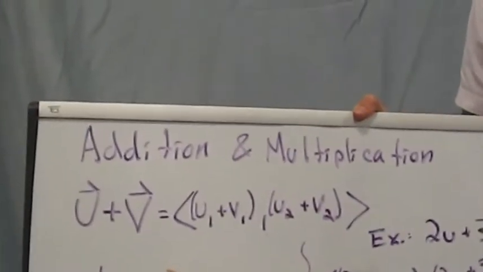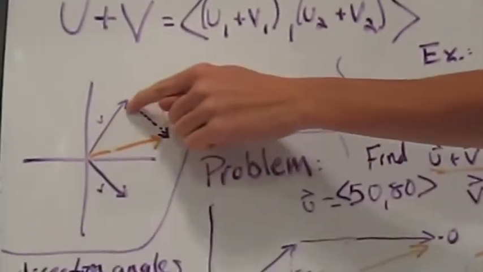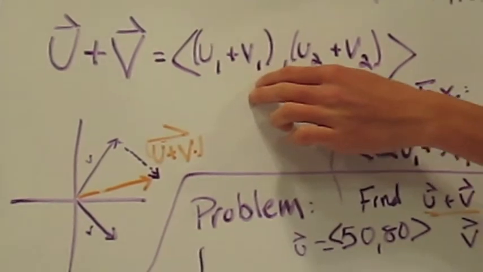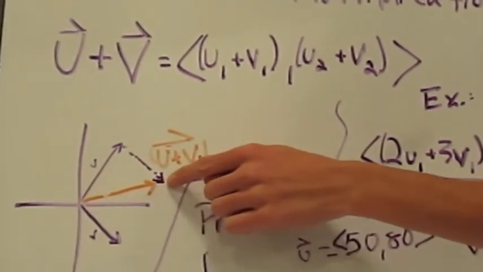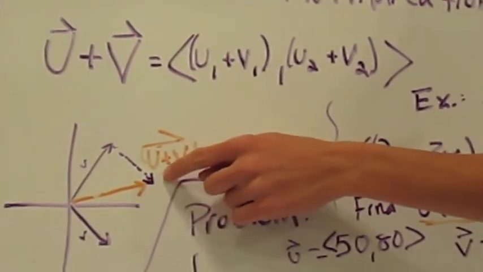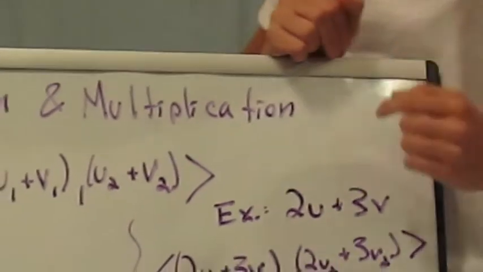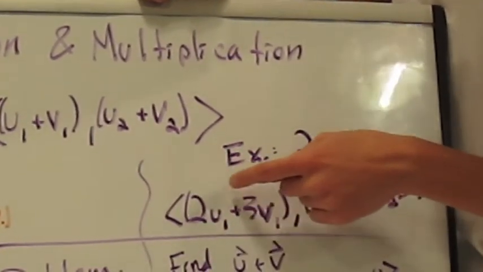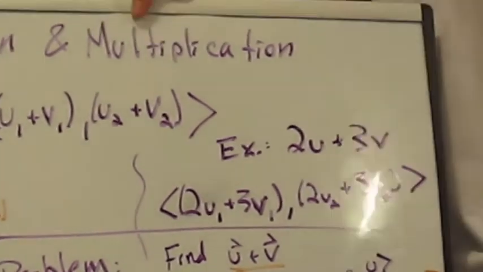Now we're going to learn about addition and multiplication with vectors. Let's say you have vector u plus vector v. Here, this is vector u and this is vector v. We take this and it becomes u1 plus v1, u2 plus v2. What it ends up looking like is this orange vector, which is vector u plus v. Pretty simple. Multiplication affects everything on the inside, all the vertical and horizontal components. So if you have 2u plus 3v, your component form would be 2u1 plus 3v1, 2u2 plus 3v2.